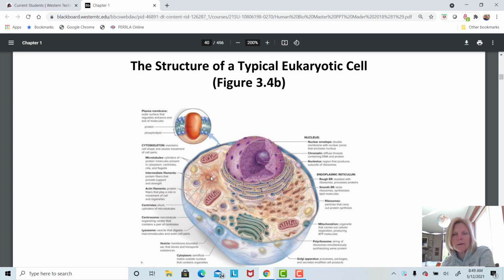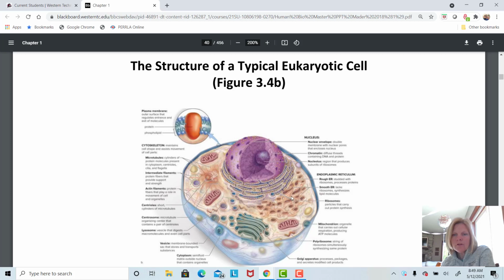It kind of looks like a churro or like a Twizzler, a little mini Twizzler, and its job is to create a spindle for cell division. When we look at mitosis, it creates that web-like protein structure for pulling chromosomes apart during cell division.